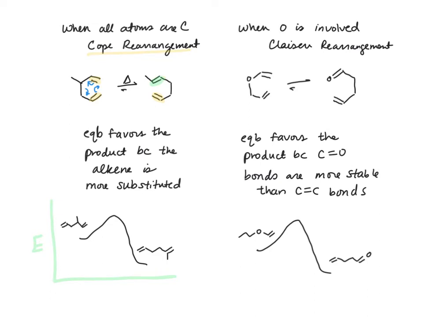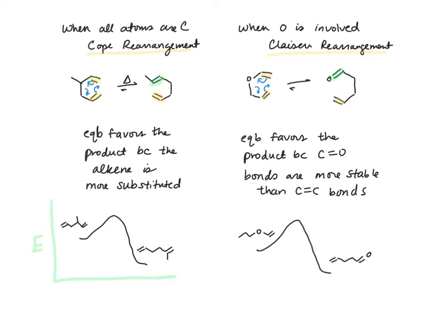When oxygen is involved, then we have something called the Claisen rearrangement. The Claisen rearrangement, again, has 3 bonds moving around a ring, and we have switched one sigma bond for another. So what's the driving force of this reaction? We have 2 pi bonds in our starting material and 2 pi bonds in our product. Well, it's this carbon-oxygen pi bond which is more stable than carbon-carbon pi bonds.